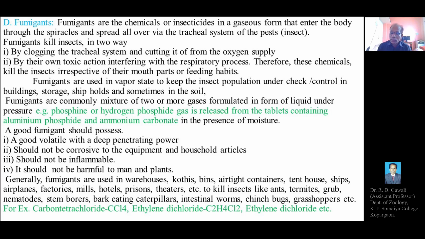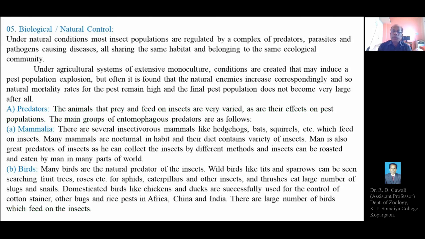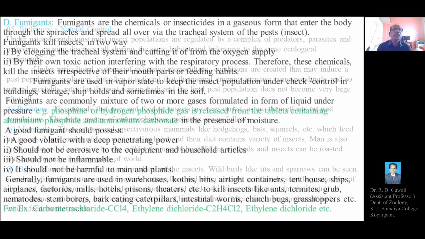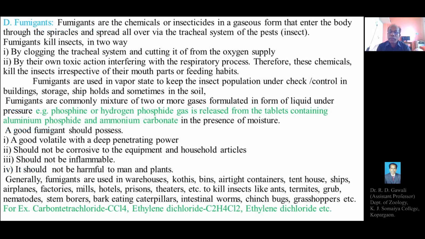So this is about the different types of fumigants. There are different types of toxic chemicals or pesticides used for the control of insect pests. So this is about the chemical control measure. Next time we will explain the biological control measures, so with this we will stop here. This is the explanation regarding chemical control measure.